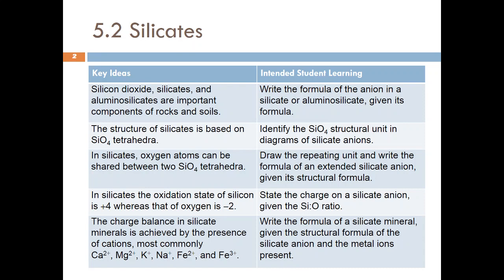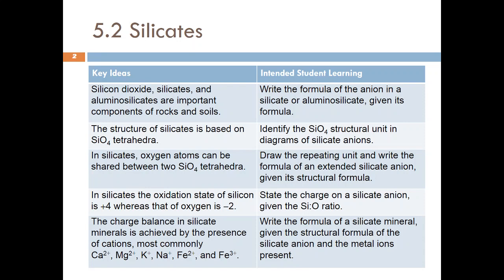Write the formula for an anion in a silicate or aluminum silicate given its formula. I'm only looking at the second slide, just going over intended student learning. Second one was identify the SiO4 structural unit in a diagram. You just have to find SiO4, so it should be easy.